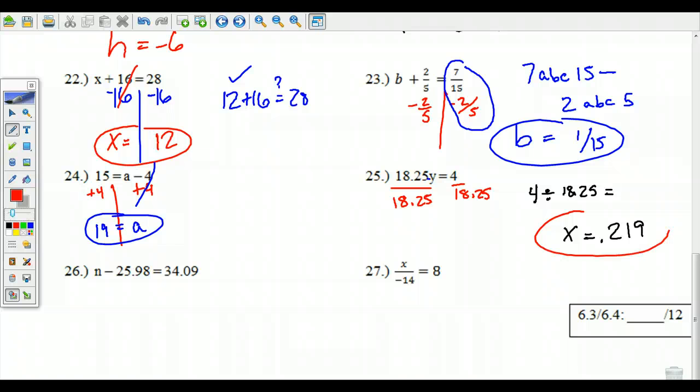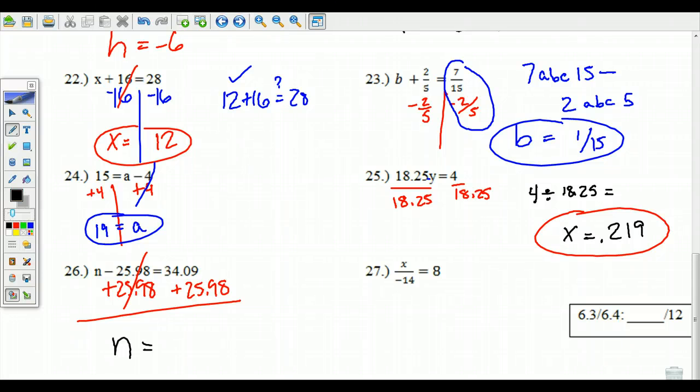But anyway, the answer is 2.19. All right, 26. For this one, we have to do the opposite, or isolate n. The opposite of subtracting 25.98 is adding 25.98. So if we do that to both sides, this cancels out. On the left side, we get n is equal to 60.07.